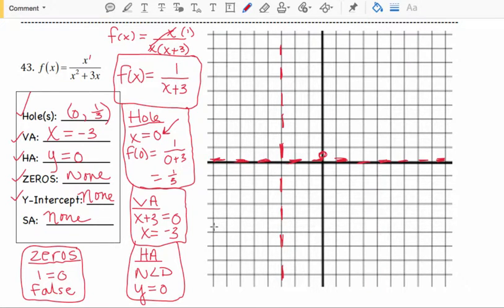Now I already know what the rest of my graph is going to look like just based on the fact that I have my hole up at 0, 1/3. My graph's going to be up in this quadrant right here. I don't have any zeros. I have no x-intercepts, no other points that cross the x-axis. So my graph is going to come down from the hole along that asymptote.